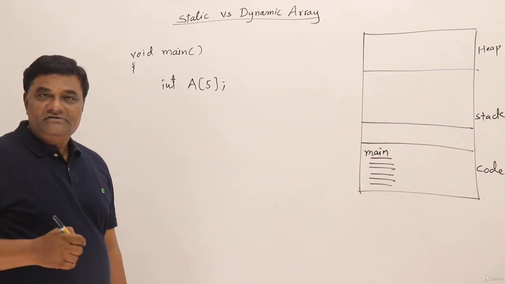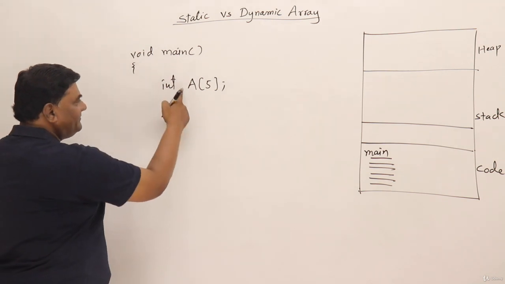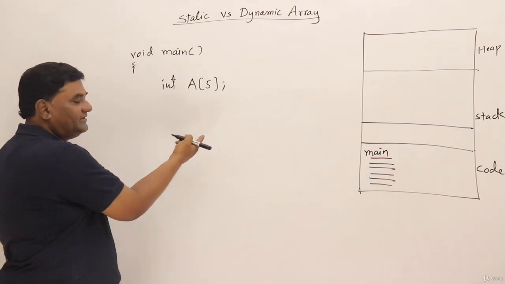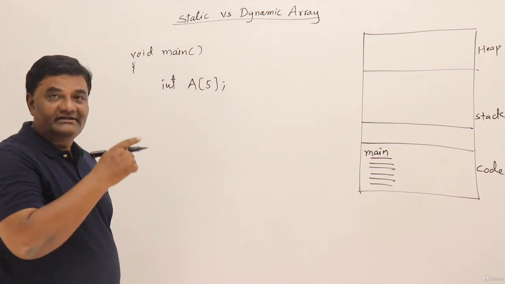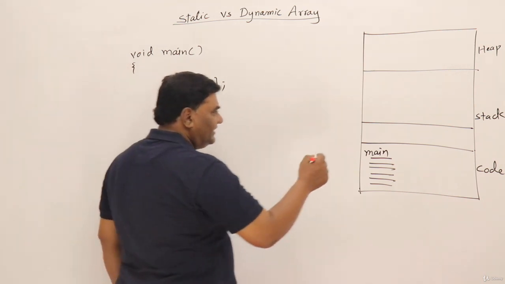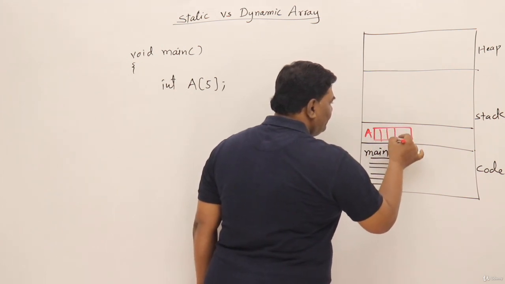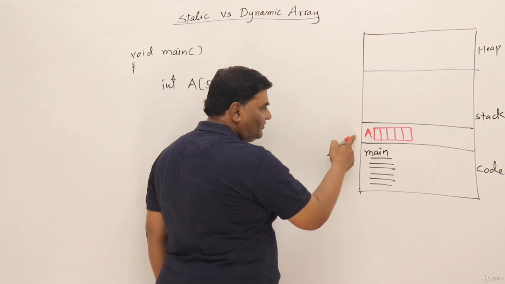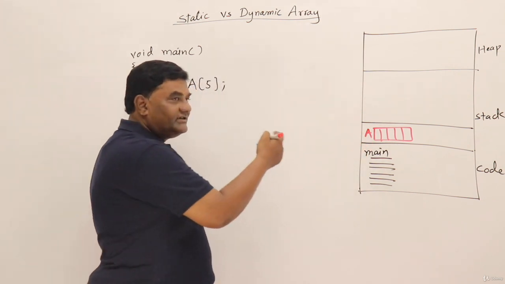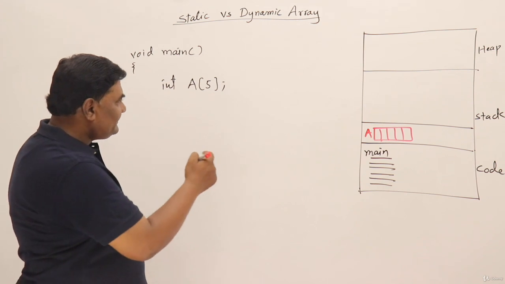So the question is where it is created. As it is mentioned inside the main function as a variable, just a local variable, the memory for this array will be created inside the stack. So an array of size 5 will be created inside main memory as a part of the activation record of the main function. So this array will be created inside the stack. So why am I calling it static?